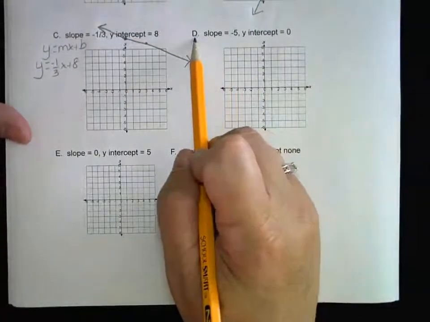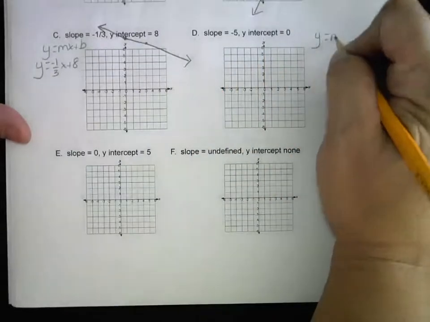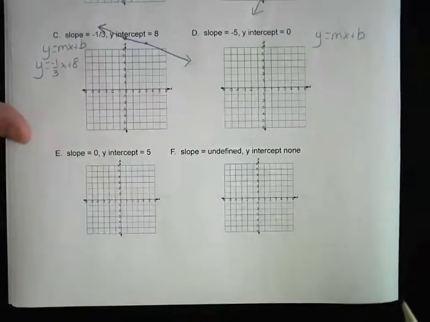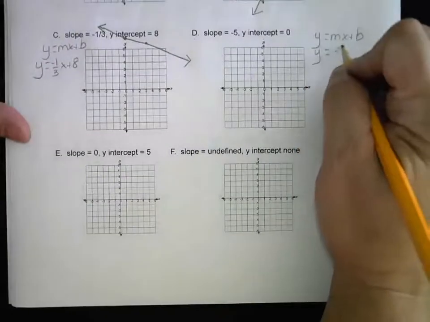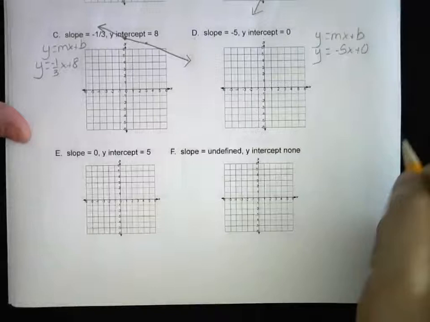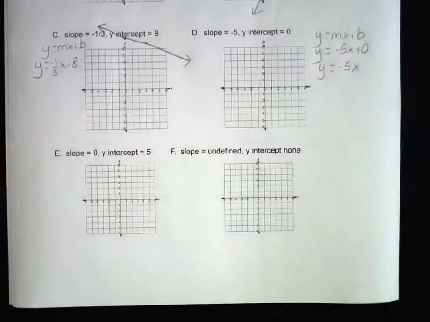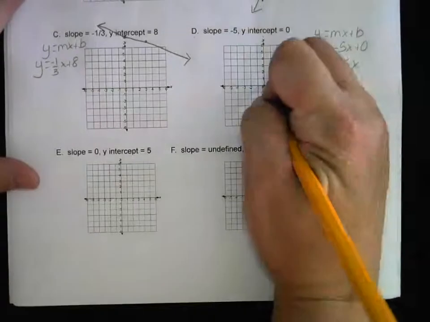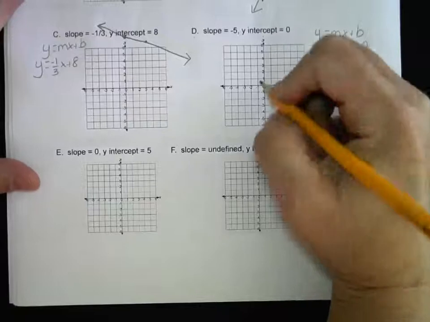Letter D, slope is -5, y-intercept is 0. So we want to put those numbers into y equals mx plus b. So that becomes y equals -5x plus 0. Technically, that is the same as y equals -5x. So our y-intercept is 0, and from there you go down 5 and 1 to the right.